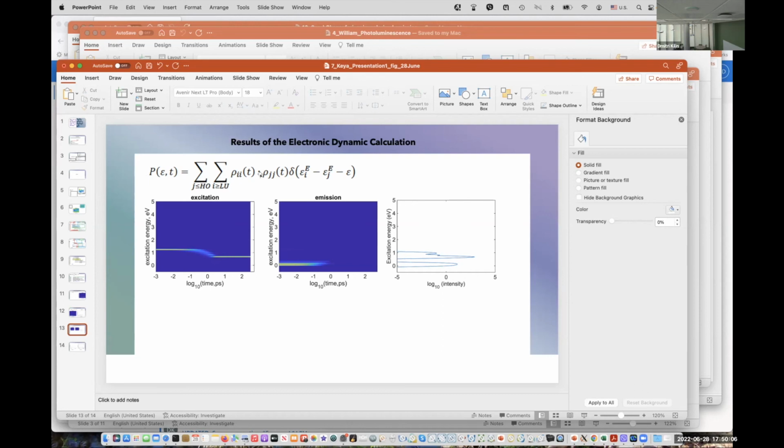Well, P here is for the excited state to appear at a certain transition energy at a certain time.